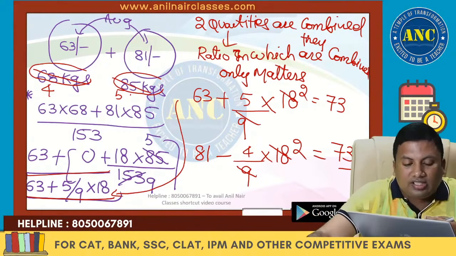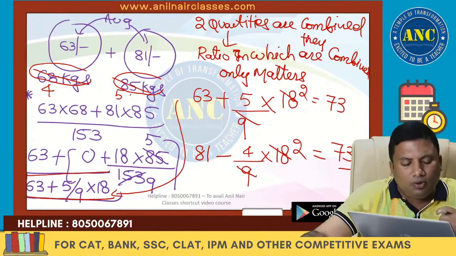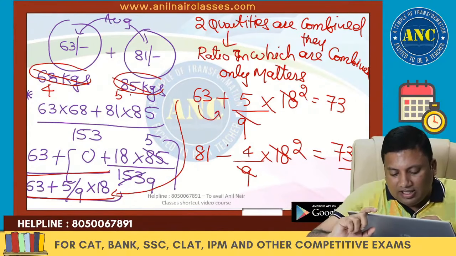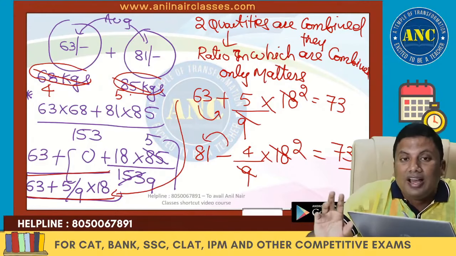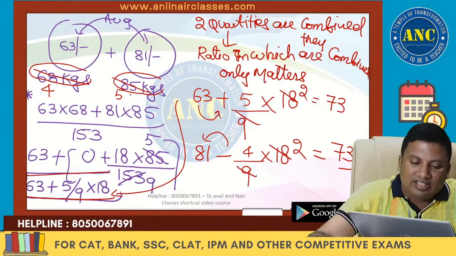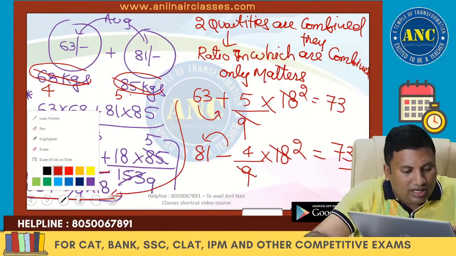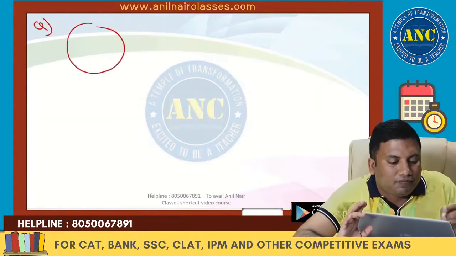Two or three examples, if you solve them, it will be extremely clear. Then you can develop your own questions. Average is greater than the lowest value. Average is lesser than the highest value. Greater than the lowest value, lesser than the highest value. That is the reason for 63 plus and 81 minus. Three more examples so that you will understand this concept thoroughly.